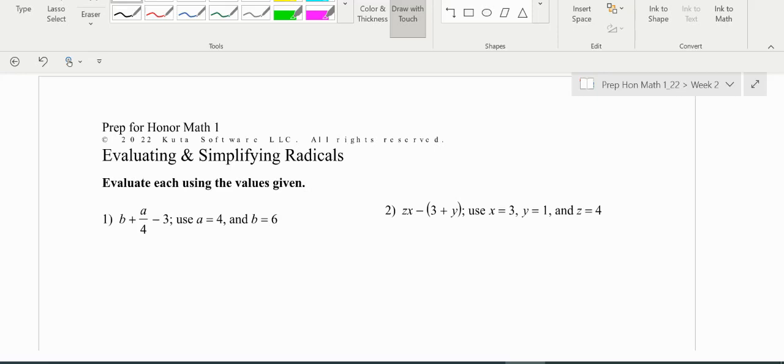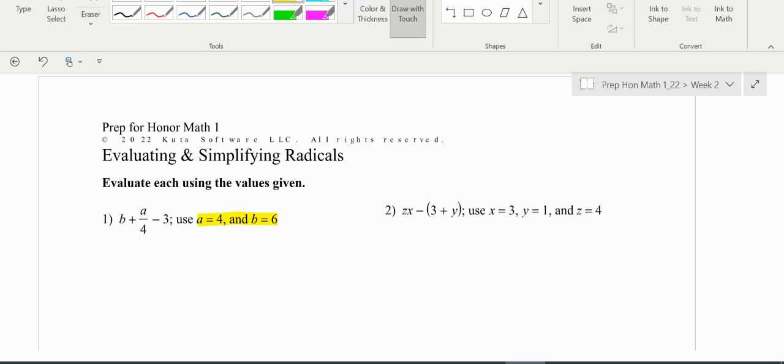So the first is evaluating an expression with given different values. For this first problem, we have b plus a over 4 minus 3. We might find we end up having to use substitution when we're graphing a quadratic, or in other types of problems we'll come across. So for this one, you can see they give you a is equal to 4 and b is equal to 6.